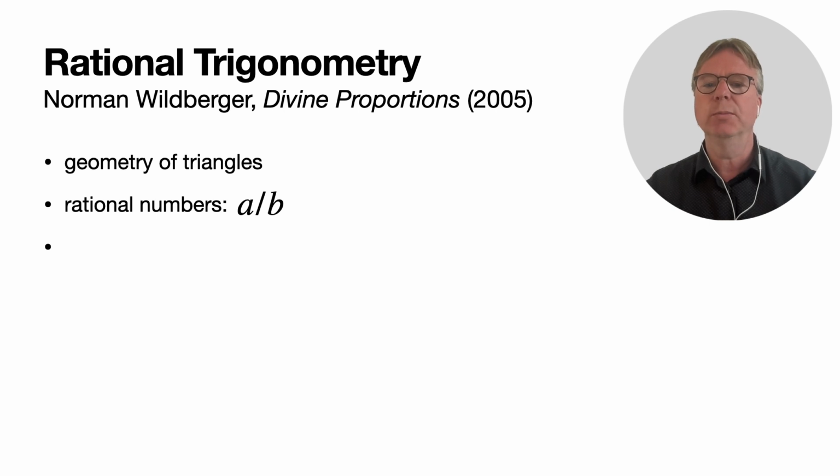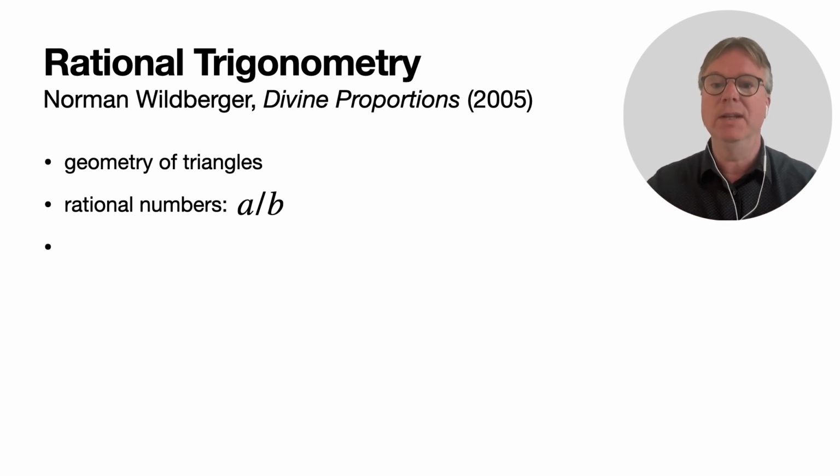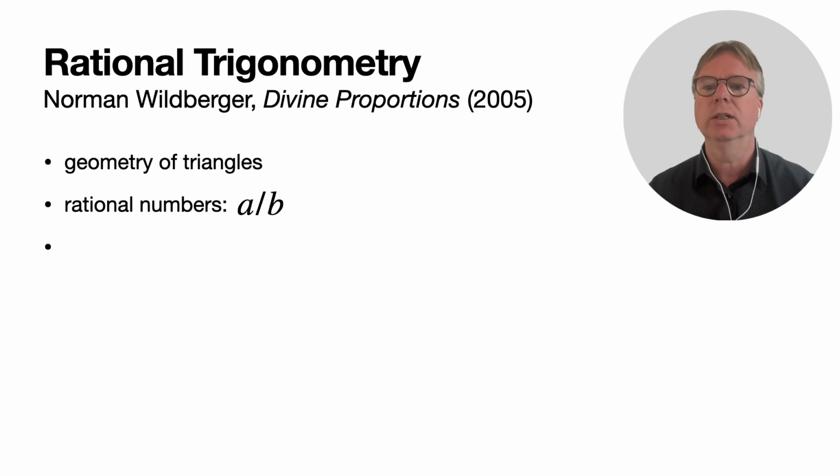Now let's go into the mathematics. So rational trigonometry was created by Norman Wildberger, and you can read it in his book Divine Proportions, published in 2005, and I can highly recommend his YouTube channel. You can find everything about what I'm going to summarize today there. Rational trigonometry is about the geometry of triangles, as the word says. And in the formulation of Norman Wildberger, it's only about rational numbers, so numbers that you can write as A over B.